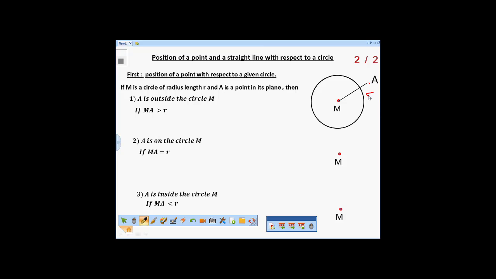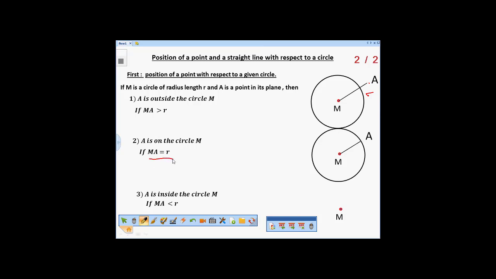Number two, if we have also circle M like this, and we have point A on the circle M, then it means MA is equal to the radius. So A is on the circle M if MA equals the radius length.